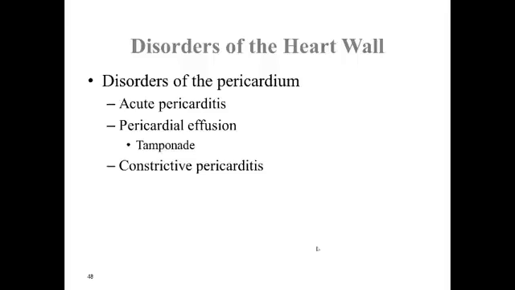Constrictive pericarditis is where you've got that fibrotic pericardium encasing the heart as a rigid shell, so there's really no room for it to do its systole and diastole as effectively as it was, because it's so restricted, it's under so much pressure.